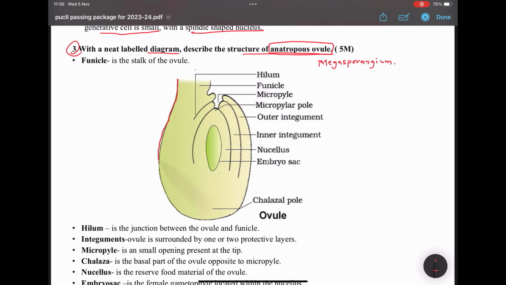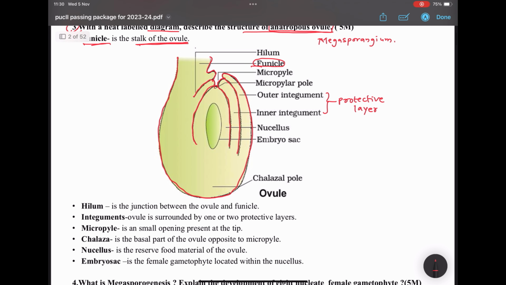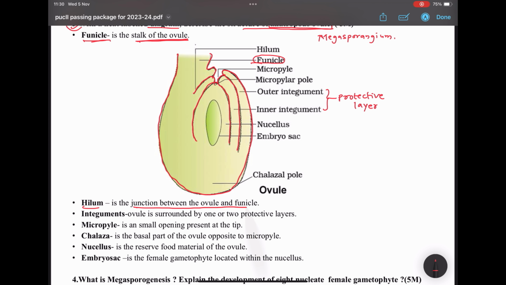So here are the labelings. These are integuments, outer and inner integument. They play a role in protection. Funicle is the stalk of the ovule. Hilum is the junction between the ovule and the funicle. The ovule is surrounded by 1 or 2 protective layers, the integuments.